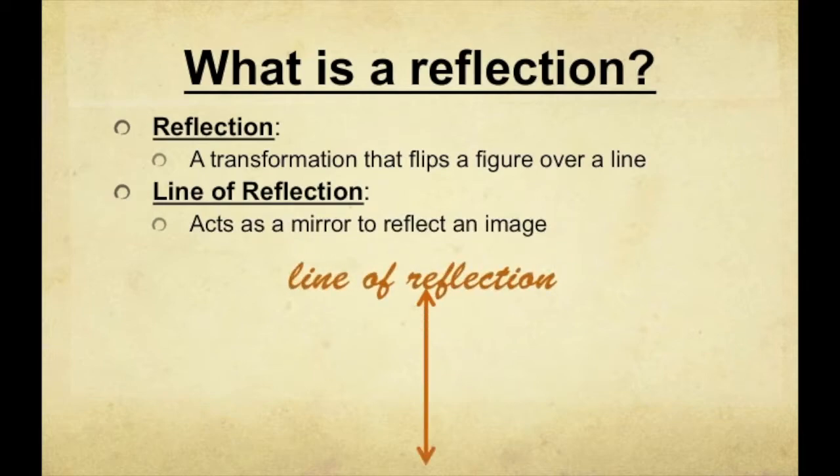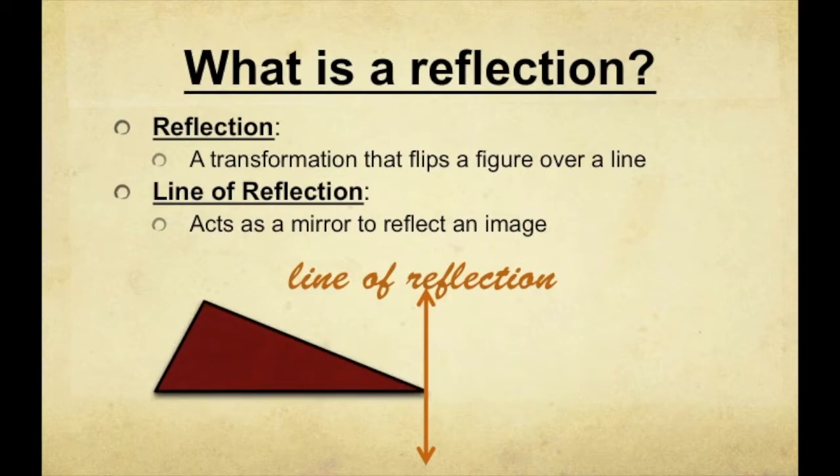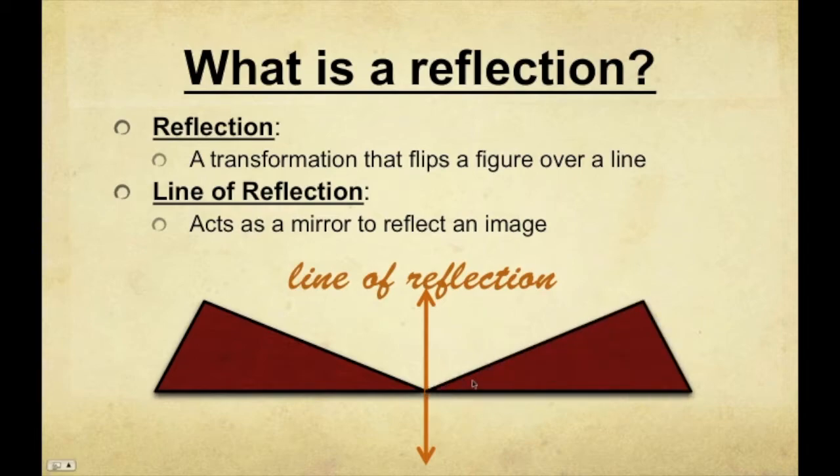So for example, let's say that's our line of reflection, that's our mirror, and we have this triangle here. If we flip it directly over the line of reflection, our new image is going to be our reflection. Think about it. Whenever you look in a mirror and you raise your right hand, it's actually the left hand of your image. So it's kind of like having opposites.